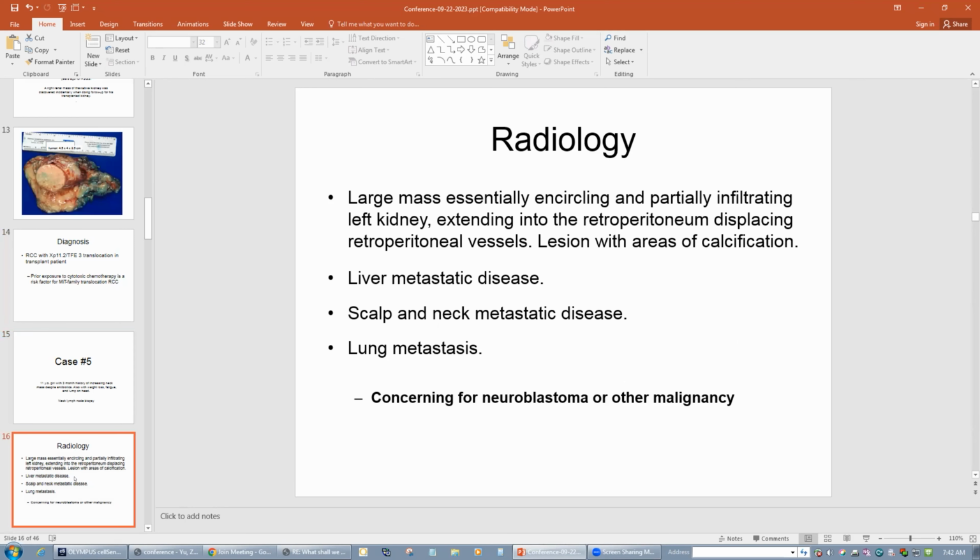By radiology, this patient has a large mass essentially encircling and partially infiltrating the kidney. Initially they thought the tumor was perirenal, encircling the kidney and extending into the retroperitoneum. There were liver metastasis, scalp and neck metastasis, and lung metastasis. She is 11 years old, a little bit older, but clinically they still considered neuroblastoma, because that usually occurs in children and metastasizes early. So they did a neck lymph node biopsy.